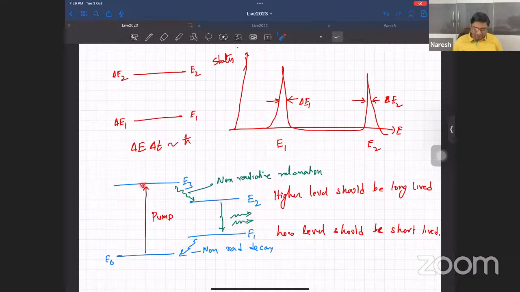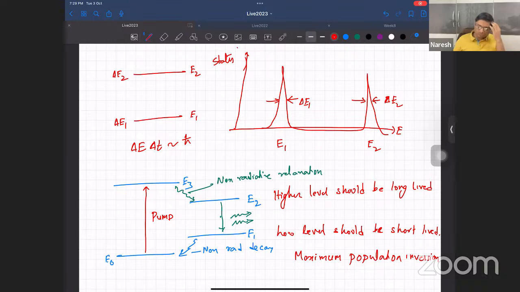So basically, I'll pump and I'll wait for the electrons, the atoms, to come into this second level, and keep waiting there for a long time. They should not emit a photon. When these conditions are met, I'll have maximum population inversion. Only when I meet these conditions can I have maximum population inversion.